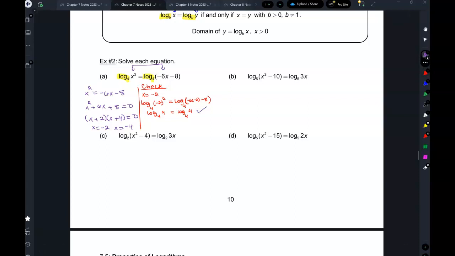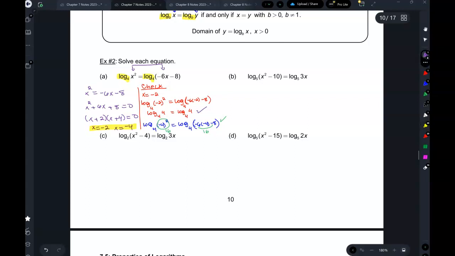Okay, next, let's check x equals negative 4. Log base 4 of negative 4 squared, log base 4 of negative 6 times negative 4 minus 8. So what do we have? This is log base 4 of 16. This is log base 4 of 16. Those also work. That means both of these are solutions.